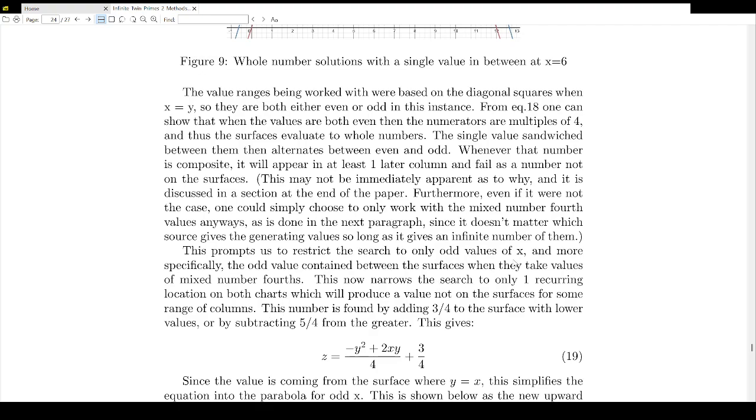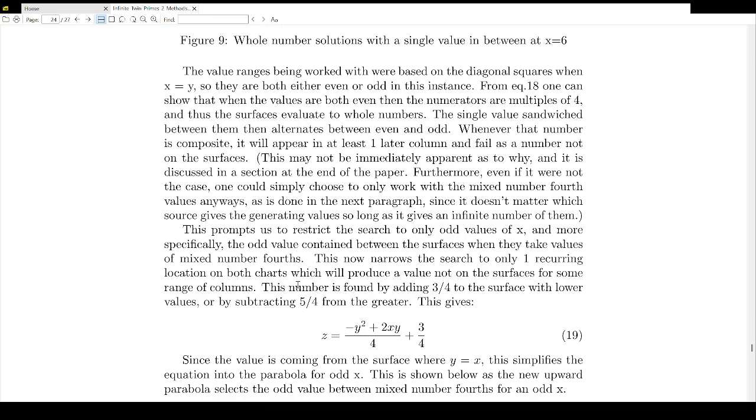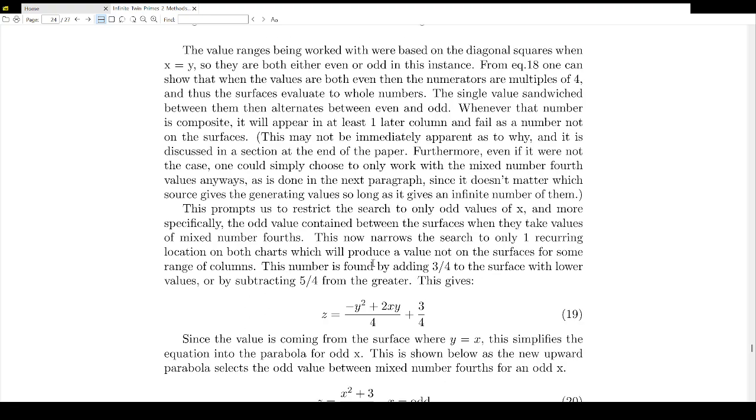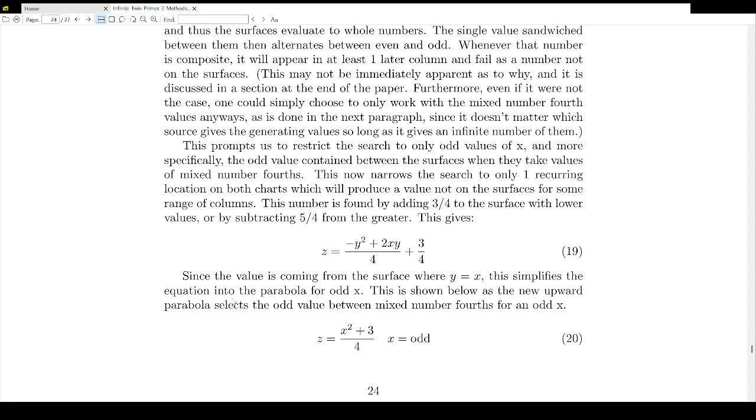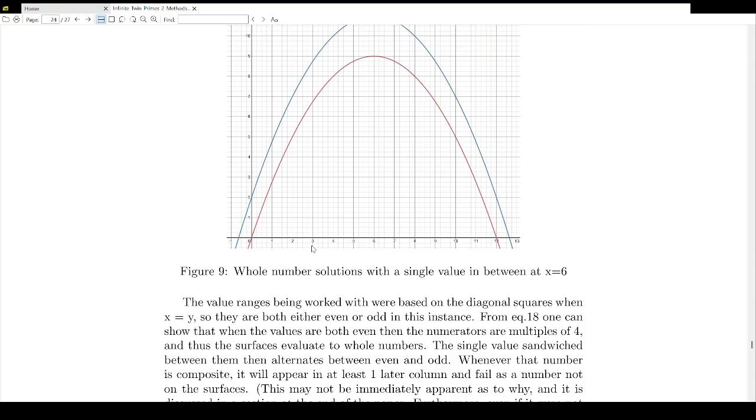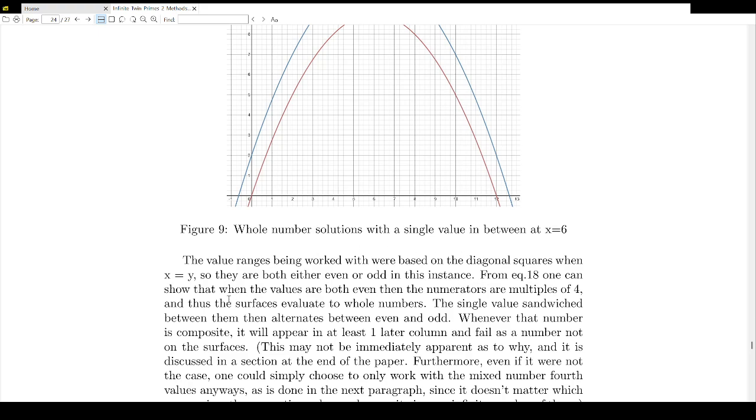To only odd values of x. More specifically, the odd value contained between the surfaces when they take values of mixed number fourths. This now narrows the search to only one recurring location on both charts. I'm just trying to read ahead to get my mind back around this again. Let's see. Since the value is coming from the surface where x equals y, I'm just thinking about this for a minute.